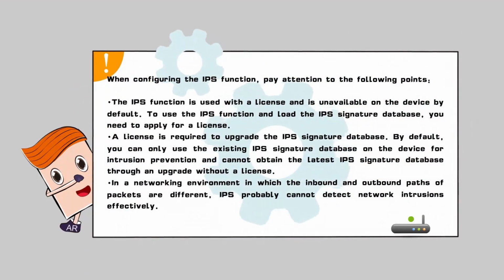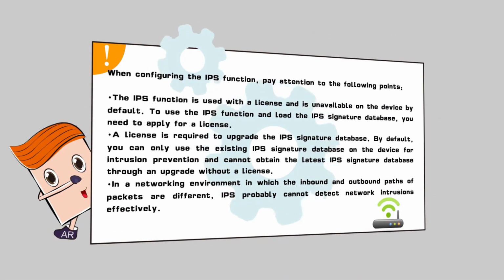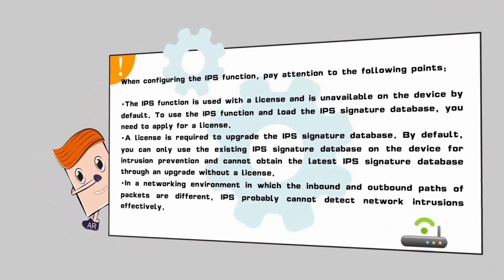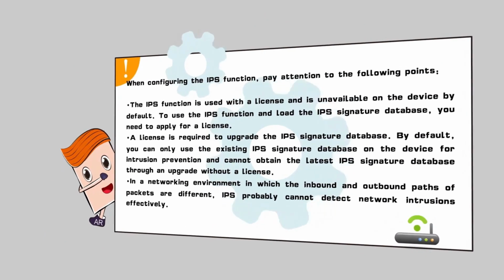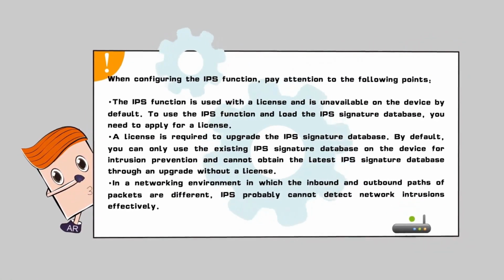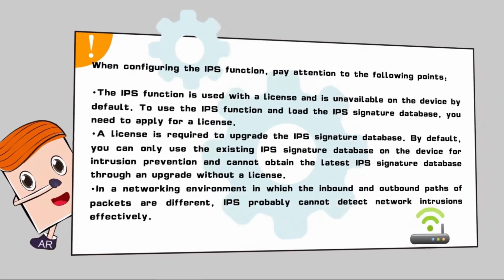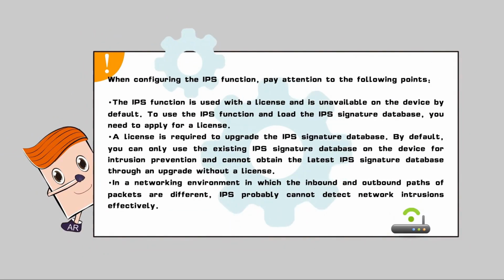When configuring the IPS function, pay attention to the following points. The IPS function is used with the license and is unavailable on the device by default. To use the IPS function and load the IPS signature database, you need to apply for a license. A license is required to upgrade the IPS signature database. By default, you can only use the existing IPS signature database on the device for intrusion prevention and cannot obtain the latest IPS signature database through an upgrade without a license.